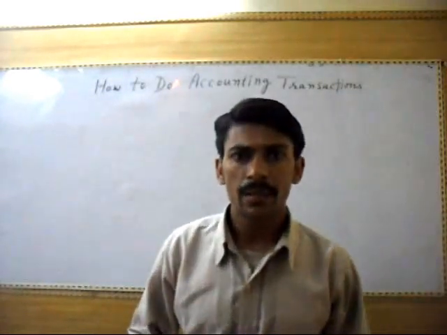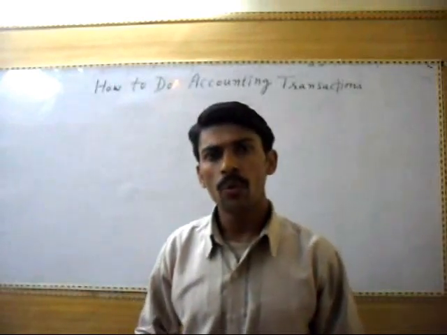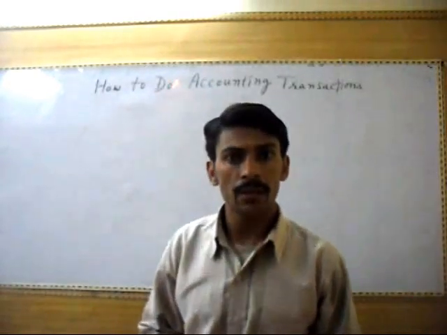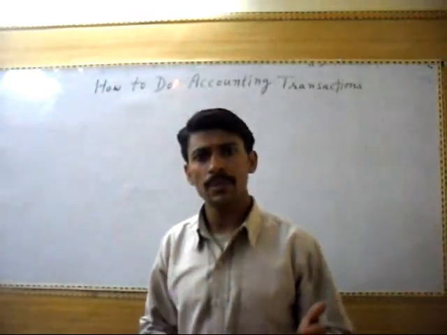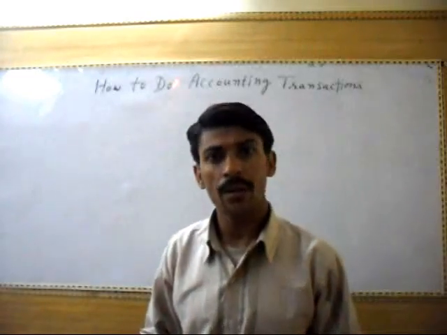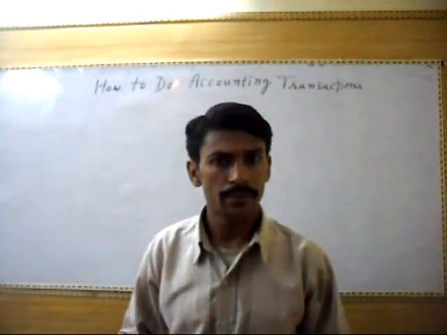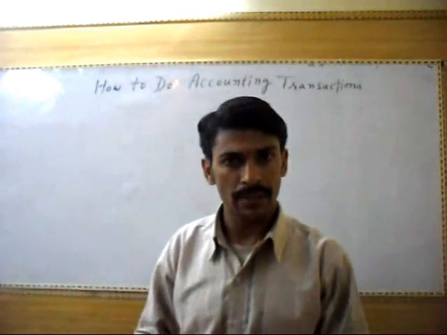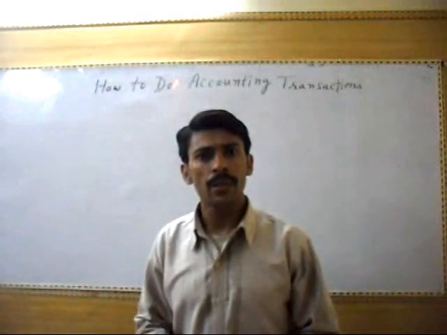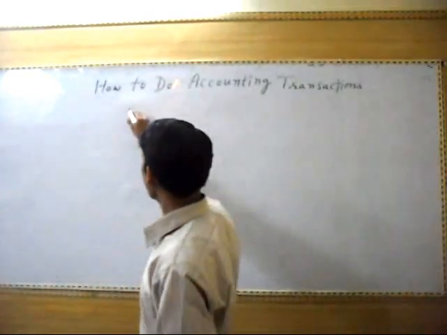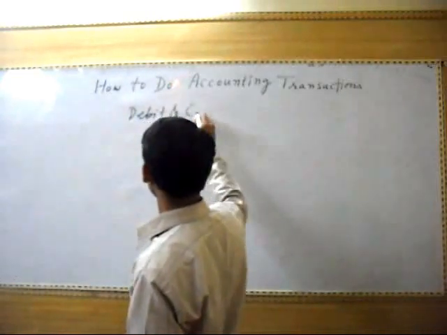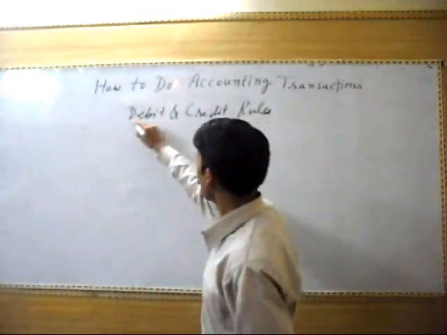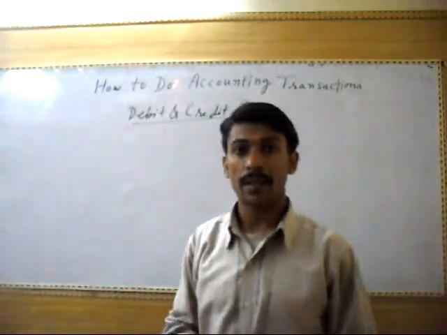I recently met a professional accountant who maintains the accounts of different companies, and he is earning more than 55,000. He uses different accounting softwares for maintaining accounts, but still he is following the debit and credit rules and regulations. So today we will teach you the debit and credit rules with a practical example.